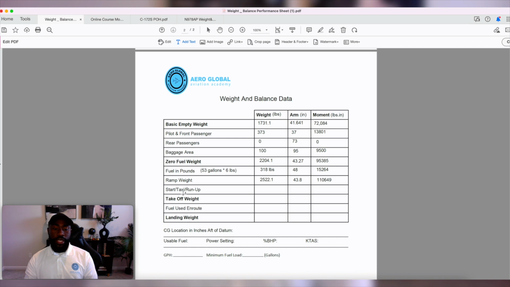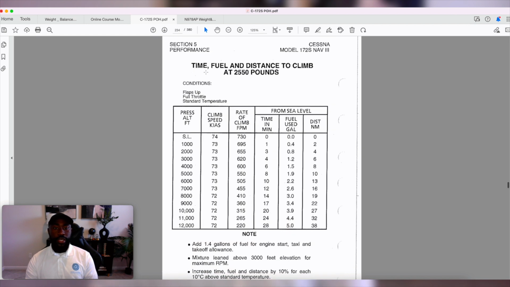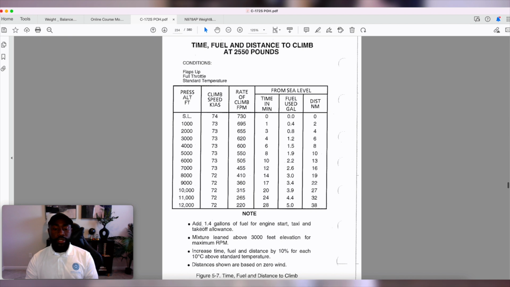And then the next thing is the start, taxi, and run up. For the Cessna 172, they recommend we use about 1.4 gallons for start, taxi, and run up, and I'll show you where I get that number from. So if you come here to the POH and you go to the time and distance to climb table, on this table here, it has the time, fuel, and distance to climb. If you come down to the notes section, it tells you to add 1.4 gallons of fuel for engine start, taxi, and takeoff allowance. So that's where I got that number from, just in case you're wondering.